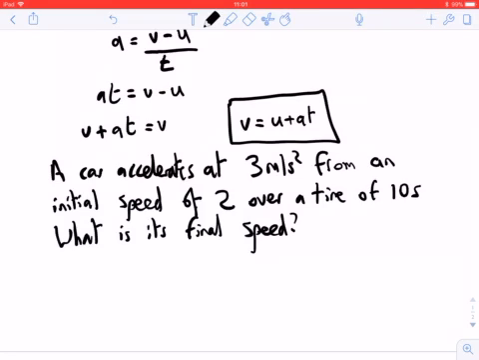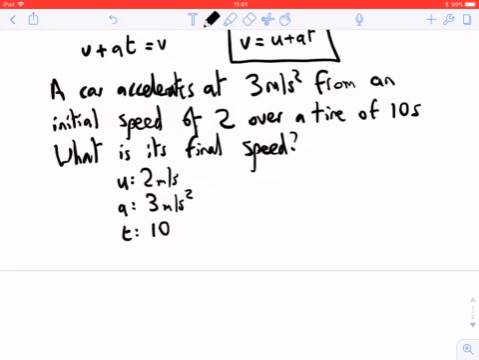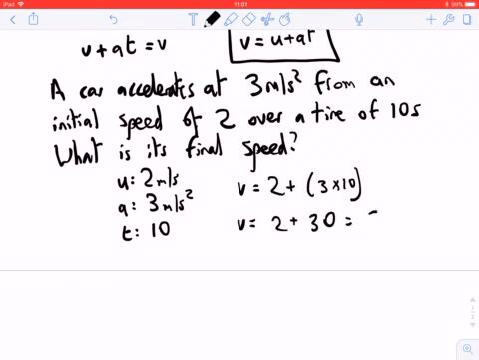So in this case, the best way to do it is to write all of the variables. So we know the initial velocity is 2 meters per second. The acceleration is 3 meters per second squared. The time taken is 10. So if I put those numbers into my equation, I will get the final velocity is equal to the initial velocity 2 plus 3 times 10. So that means that v is equal to 2 plus 30. The final velocity will be 32 meters per second. Okay, so that would be how to use that equation of motion.